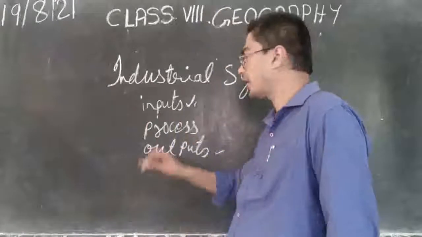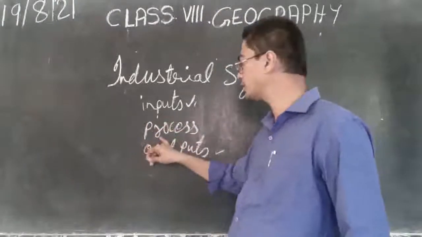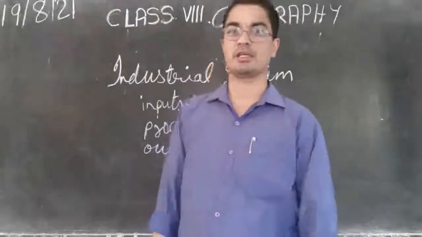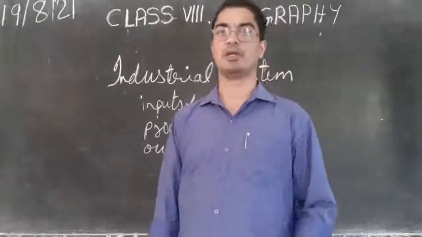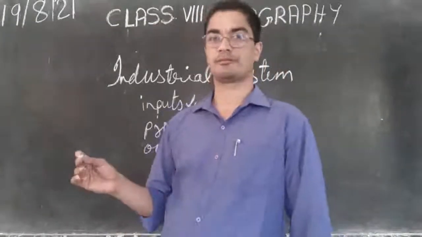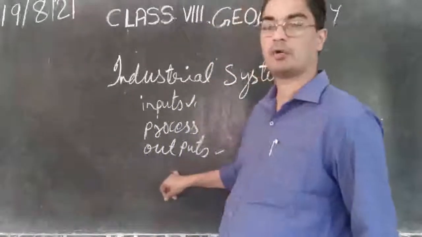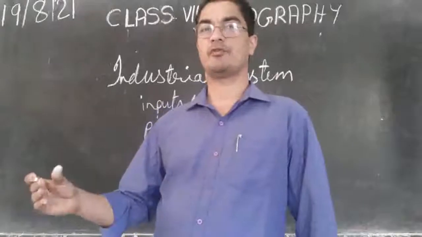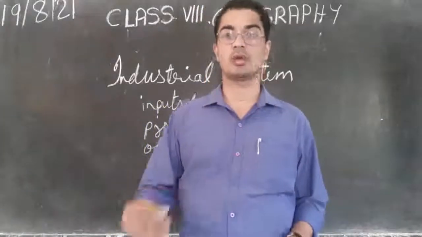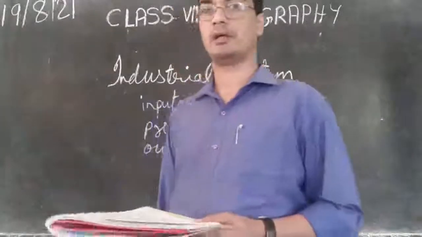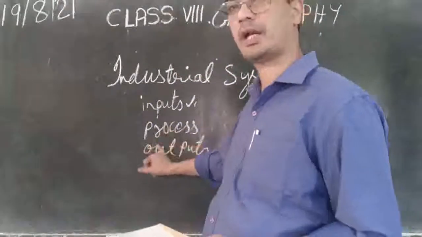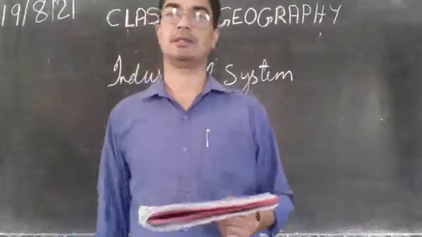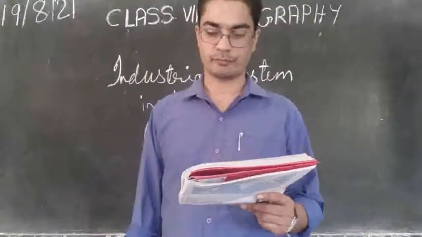Then once all the input is done, we begin the processing. We start crushing the tree and making the pulp and making the paper. And once that process is complete, we have the output, that is the paper, and by selling that paper we get money. That money is also output. So input, process and output, these are the three parts of this industrial system.